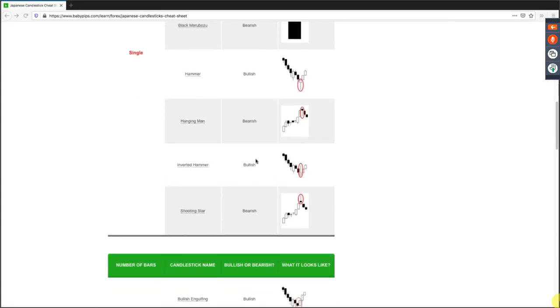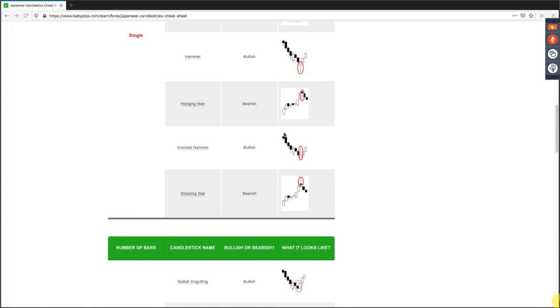We have inverted hammers as well. Inverted hammers over here, where you have a strong downtrend and then you have a rejection above this level. So it tried to test the resistance. There was a rejection before pushing higher.